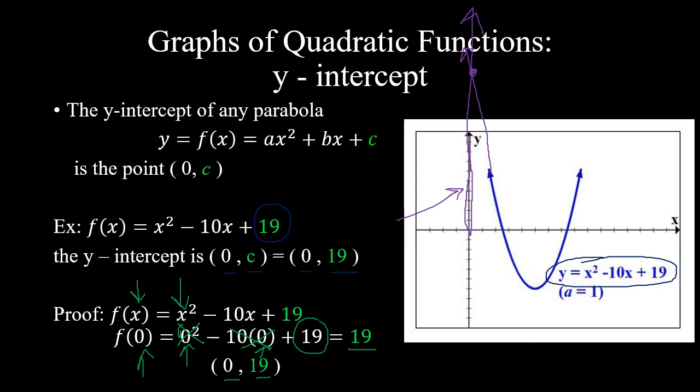And that should make sense for this graph. This point up here is going to be (0, 19). That's where this particular parabola is going to intercept the y-axis. So it's really nice. It's not too bad to find a y-intercept for a quadratic function because it's literally just this c value. The x-coordinate is 0, and that c value gives you the ordered pair that you need right off the bat.